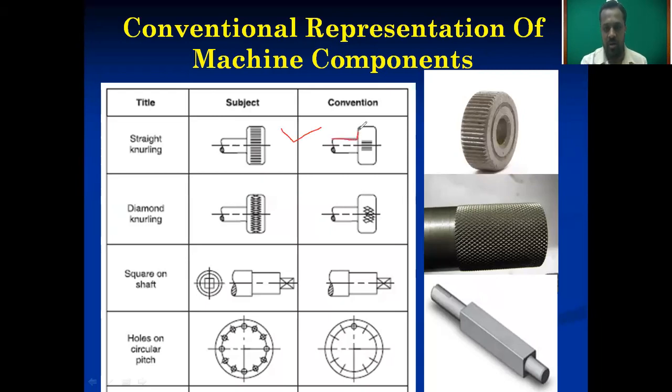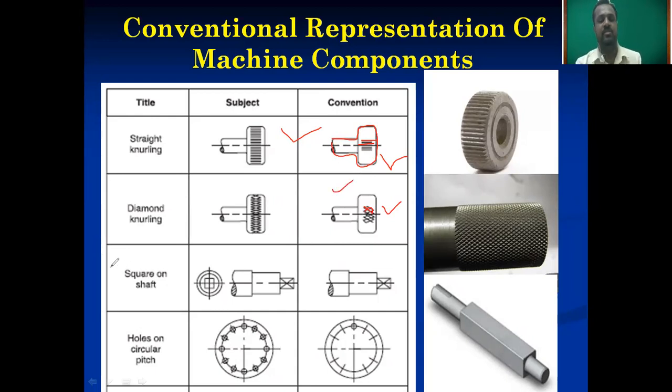Okay, see, this is the conventional representation for the straight knurling. You just have to draw one component like this, and here we have to draw the convention like this. Just draw a straight line here, and here draw the crosswise lines. This is for the straight knurl, this is for the diagonal knurl. In the drawing, from such a convention we will easily understand whether we have to provide the straight knurl or the diagonal knurl.